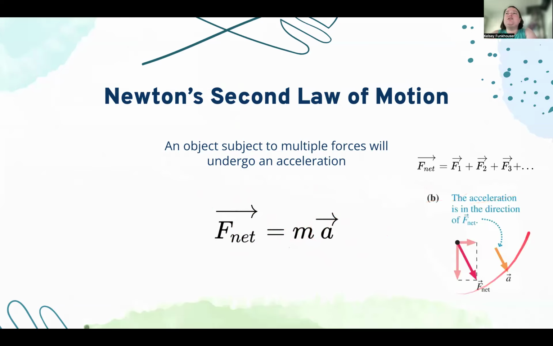And net force is just the vector sum of all the forces acting on the object. So if we have, as an example here, 3 forces acting on the object, we would sum up those vectors, and that gives us the net force.